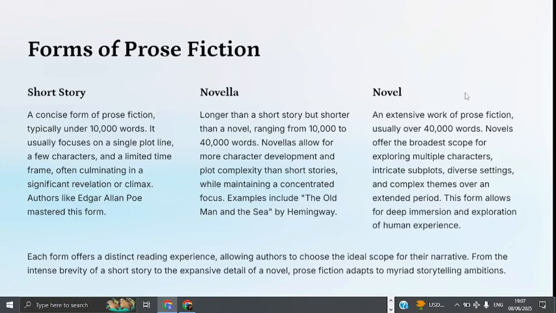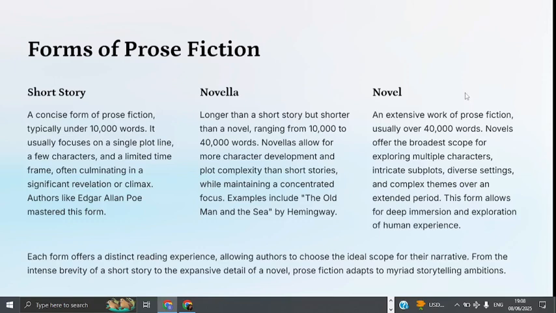Then we have the novella, which is longer than a short story but shorter than a novel, ranging from 10,000 to 40,000 words. So novellas allow for more character development and plot complexity. As we said before, a short story allows just a few characters, but a novella allows for more characters.